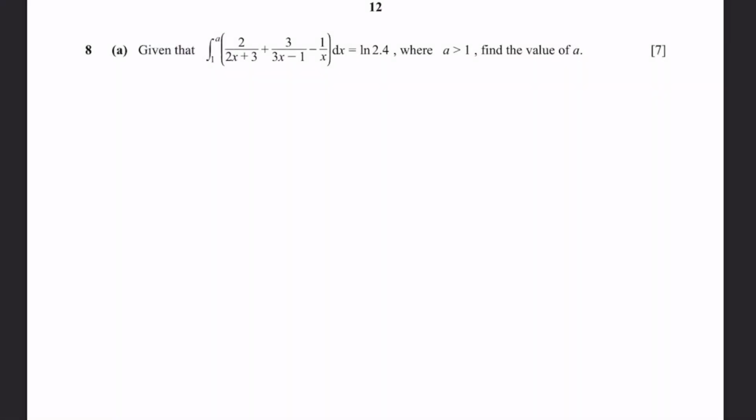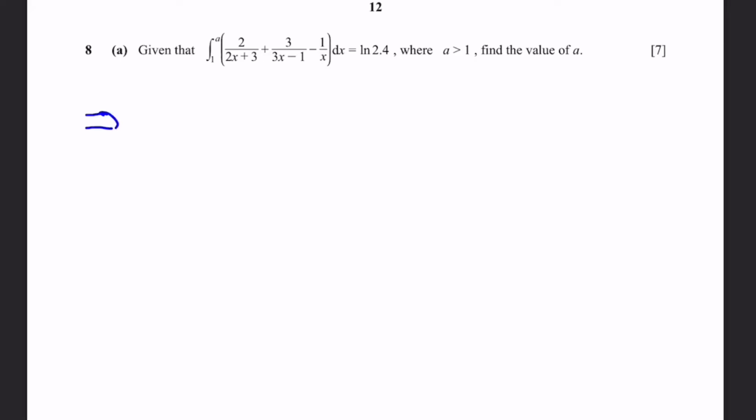Given that the integral from 1 to a of 2 by 2x plus 3 plus 3 by 3x plus 1 minus 1 by x dx equals the natural log of 2.4, where a is greater than 1. Find the value of a. Well, we have been given a definite integral of a few different terms, and they are either added or subtracted, so we can separate these integrals.